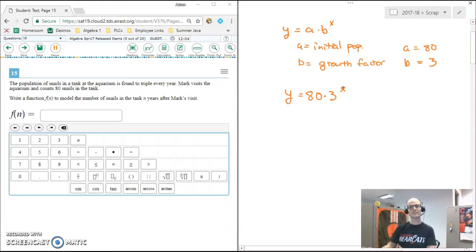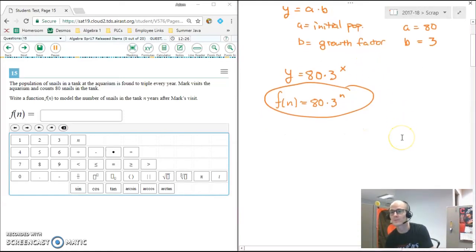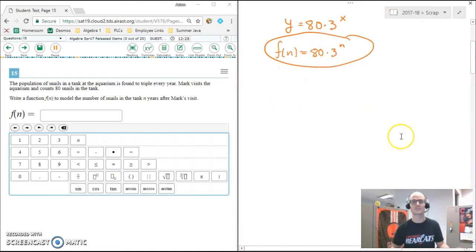Now we just need to quickly turn this into function notation where n is our input instead of x. So we have the output f of n, where n is our input for number of years, equals 80 times 3 to the n. This is actually your correct answer, but I know a lot of you are probably sitting here thinking, I might not remember that general form for a function. So let's look at how we might be able to remember this just by going through the steps.